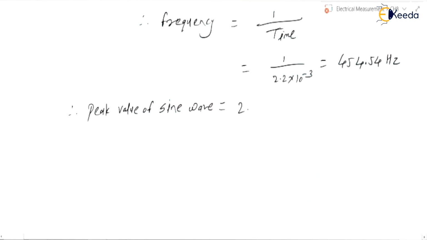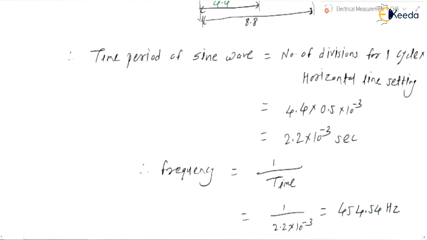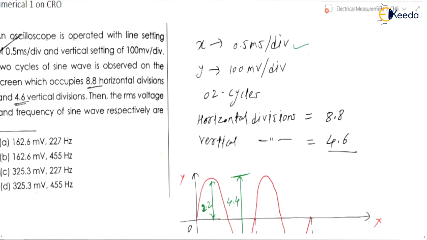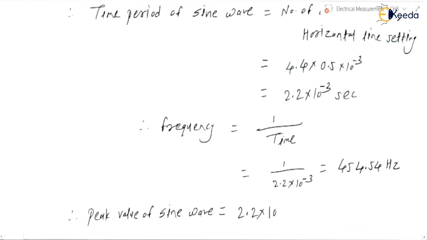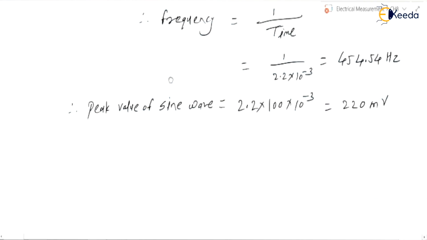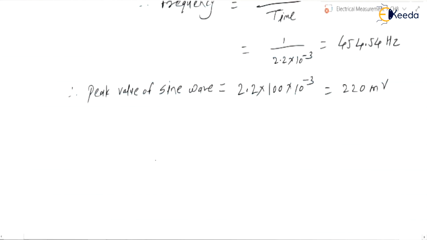is equal to number of divisions 2.2 into the vertical setting, which is 100 millivolt per division. So into 100 into 10 to the power minus 3. So if we check, it is 220 into 10 to the power minus 3, that is 220 millivolt. This is the peak value actually. So what is the RMS?